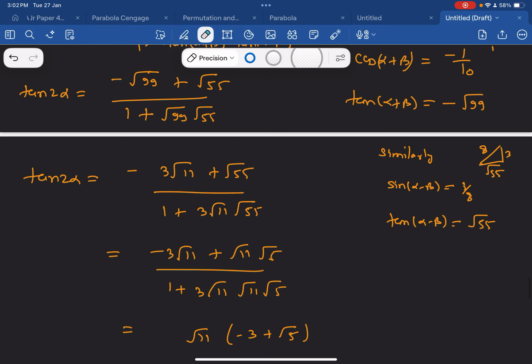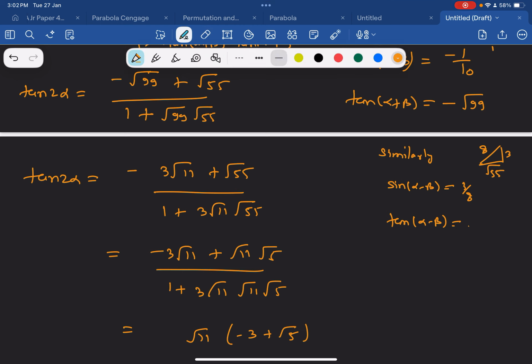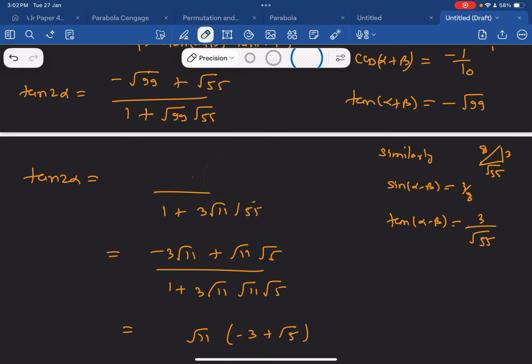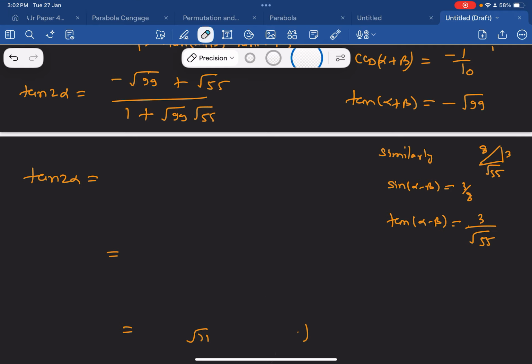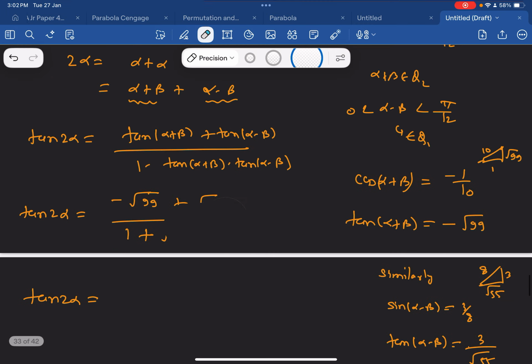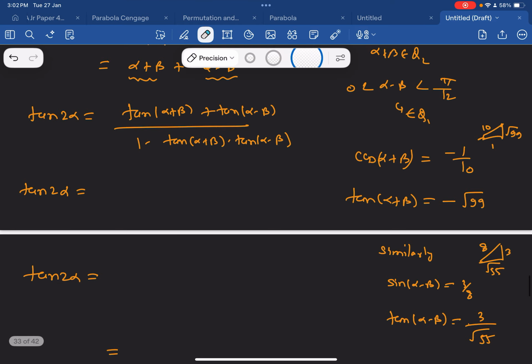Okay, sorry. What is the mistake we made here? Here itself, 10 alpha minus beta will be nothing but 3 by root 55. Alright. So, a little bit of the calculation will change. Anyhow, you got the concept, so you can do the calculation.